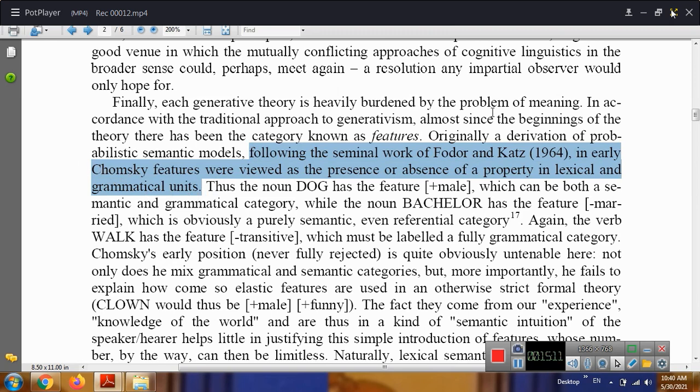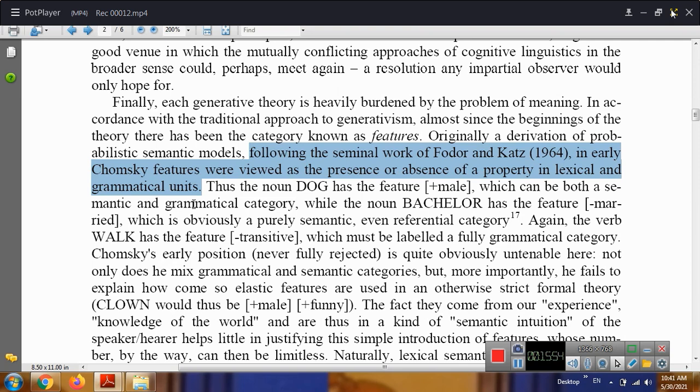Okay, Chomsky, following Fodor and Katz, viewed the feature in this way: the presence or absence of a property. The presence, which we show by plus, or absence, which we show by the minus symbol, of a property in lexical and grammatical units. Dear student, you should be able to define features, and you should write the definition of features in your summarization, and for your final exam you should know the definition of features.